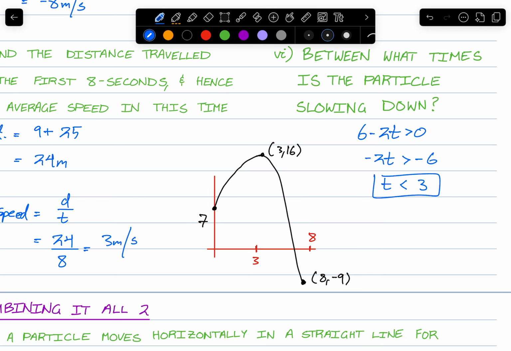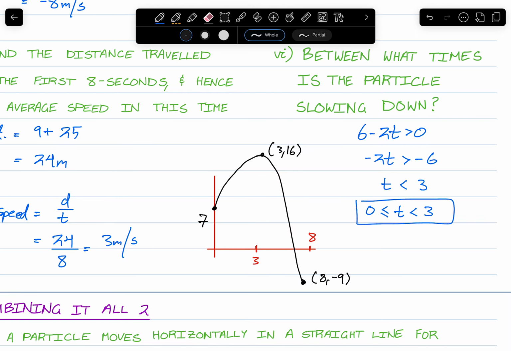But if you'd stop at t less than 3, this would be incorrect. It would actually have to be in the domain t is greater than or equal to 0, but less than 3, because this particle cannot have negative time. So it must be between 0 and 3.